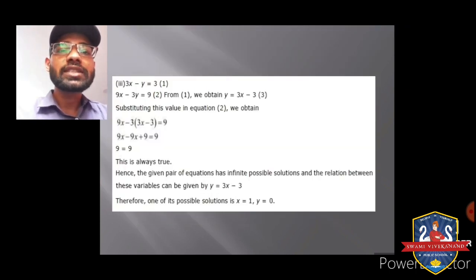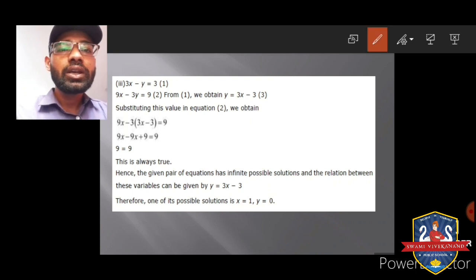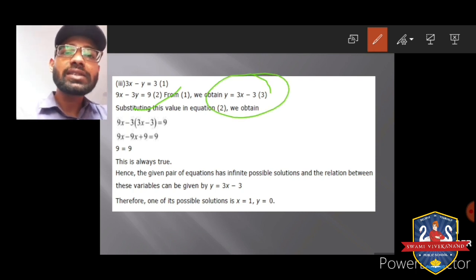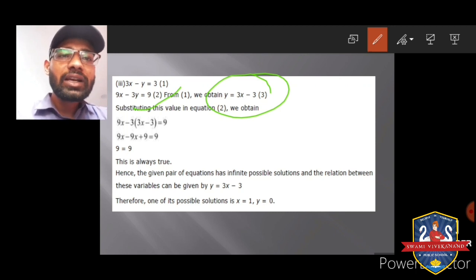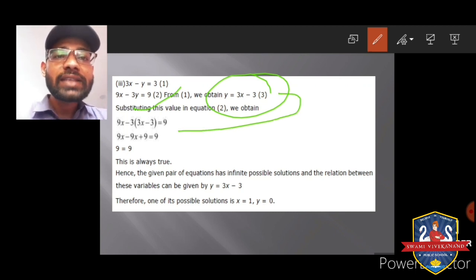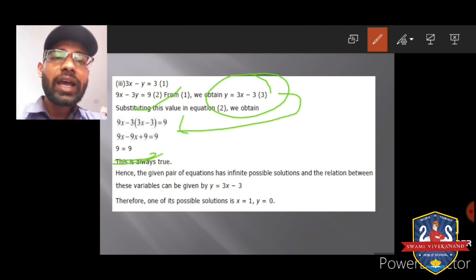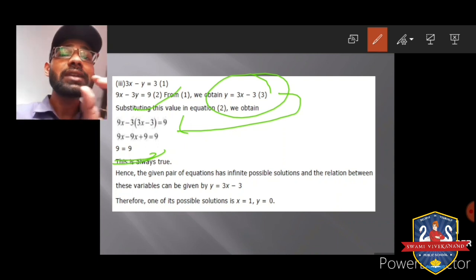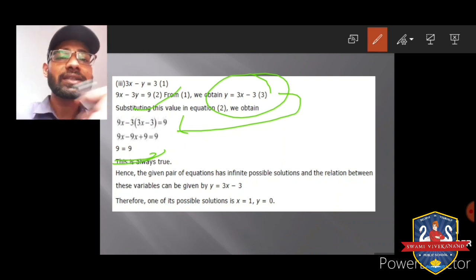Third question, 3x minus y is equal to 3, and second equation, 9x minus 3y is equal to 9. From the first equation, we get y is equal to 3x minus 3. Replacing, if I put the value of y in the second equation, what do I get? 9 is equal to 9, which is always true. In the previous questions, what used to happen? We got some answer. We got the value of x.